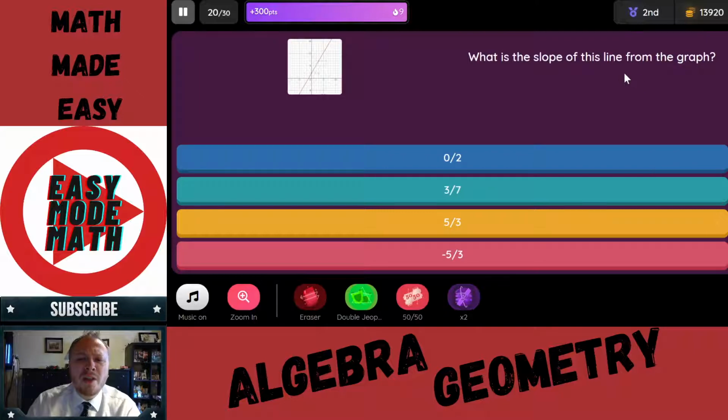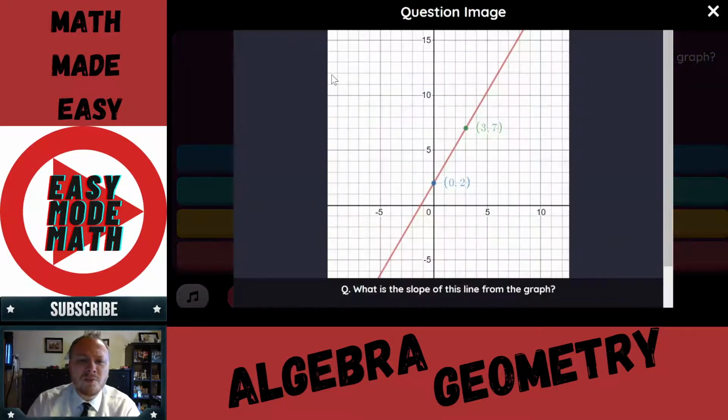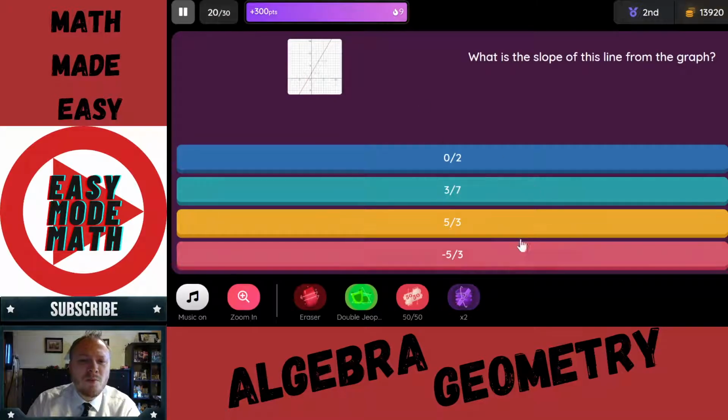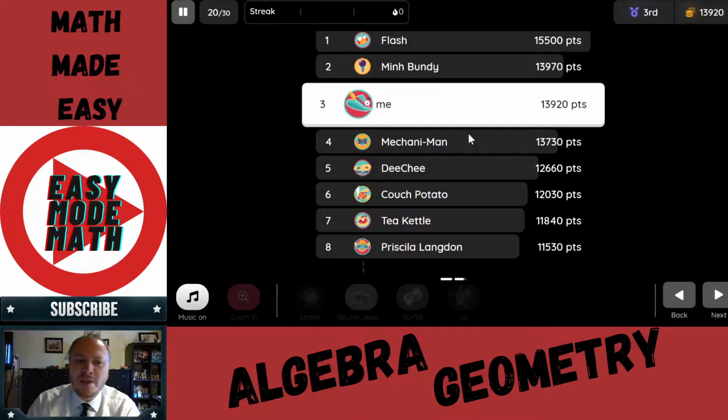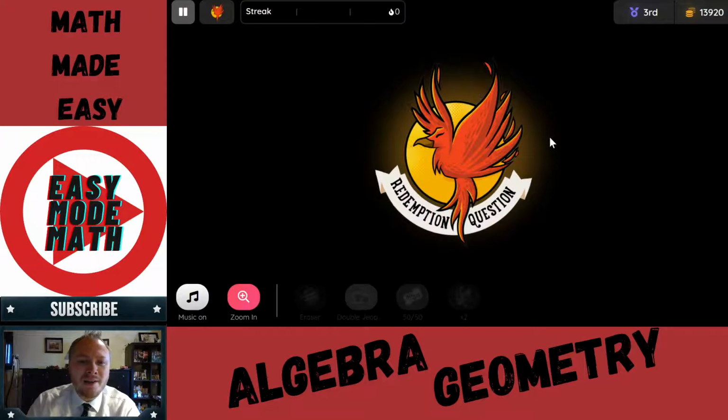What's the slope of the line from the graph? We have some interesting options here. We have the point 0, 2, and 3, 7. What could the slope be? Let's pick a random one. It's definitely not 0 over 2. We can eliminate that. How much are we going up? Or are we going down? Let's do this one. Oh no! Yeah, it shouldn't be negative. That was a positive line.